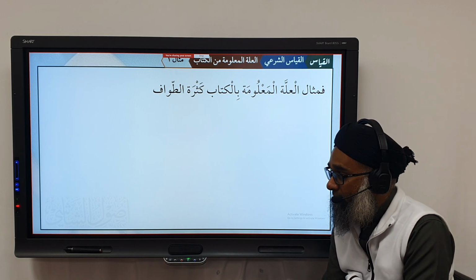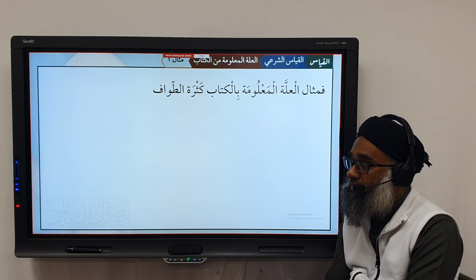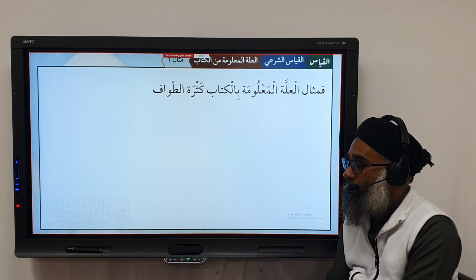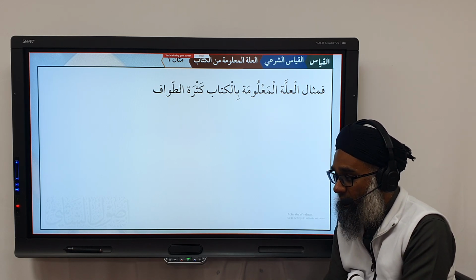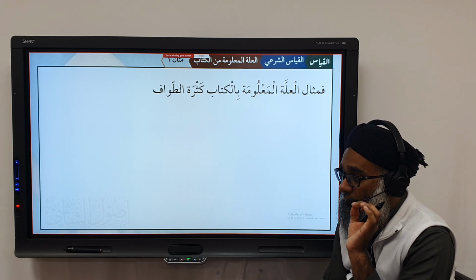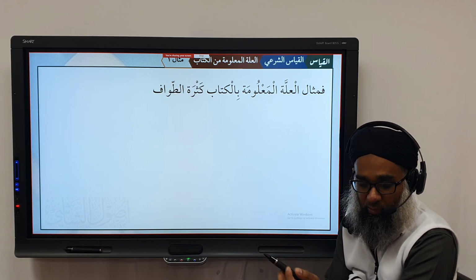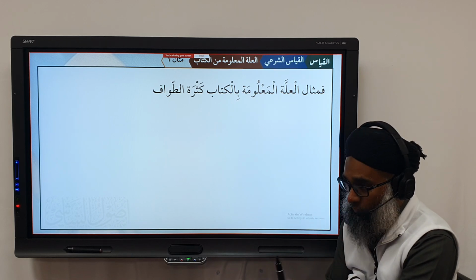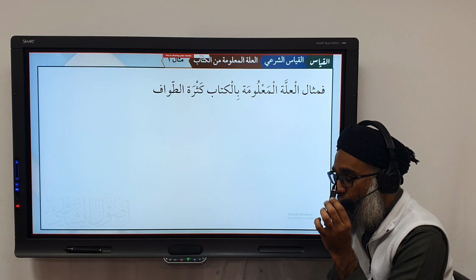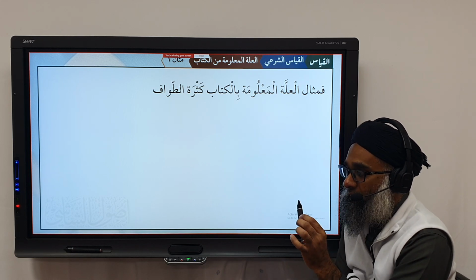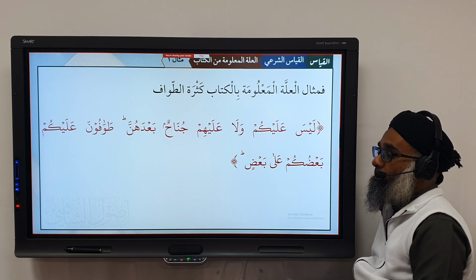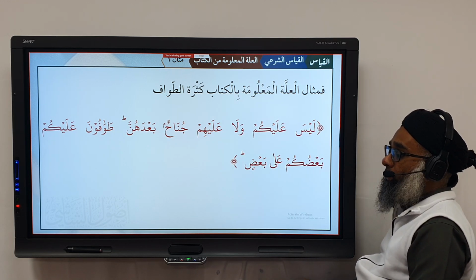فمثال العلة المعلومة بالكتاب كثرة الطواف. The example of an illah which is understood, known, derived from the kitab is the كثرة الطواف. Frequently coming and going. طاف يطوف طوافا means to go around. We do tawaf of the Baytullah. So it means dawara, to go around, roam around, so coming and going. So frequently frequenting something is an illah. In which example Allah says in the Quran, لَيْسَ عَلَيْكُمْ وَلَا عَلَيْهِمْ جُنَاحٌ بَعْدَهُنَّ.